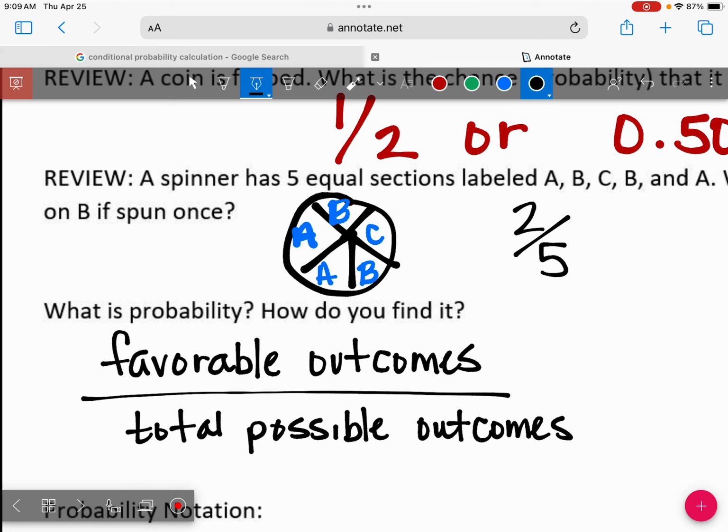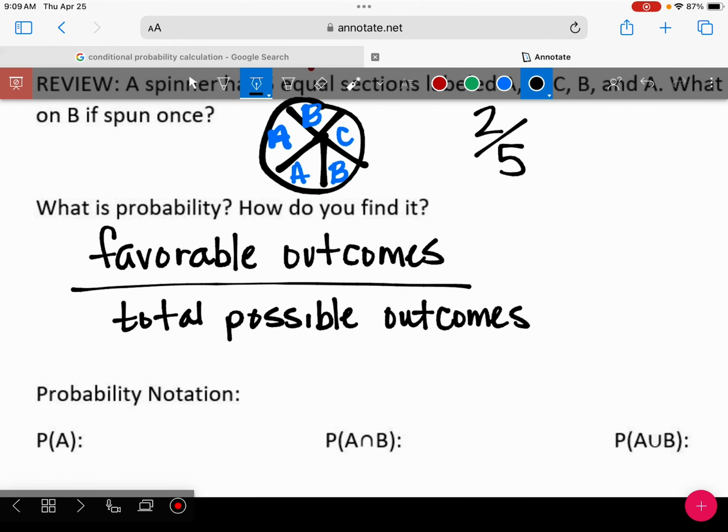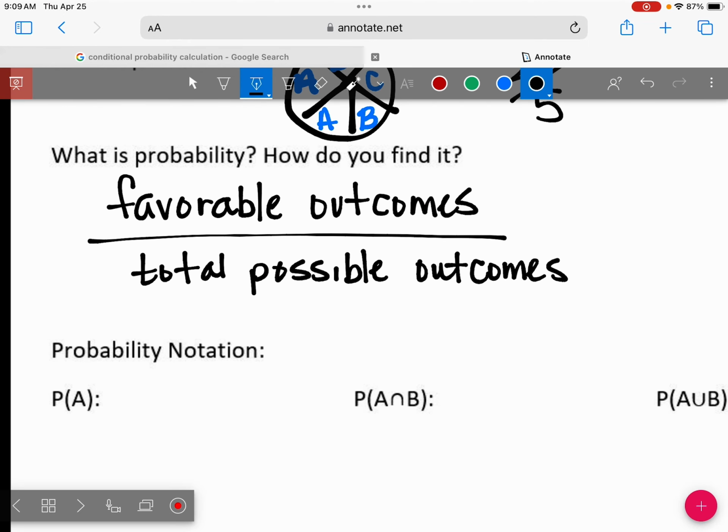Now, we're going to talk about a lot of different notations in this unit for probability. I'm really glad we're ending on probability because it's the easiest of all of our lessons for the year. It's a good thing to end on before we wrap up the semester. But let's start talking about what these different notations mean.